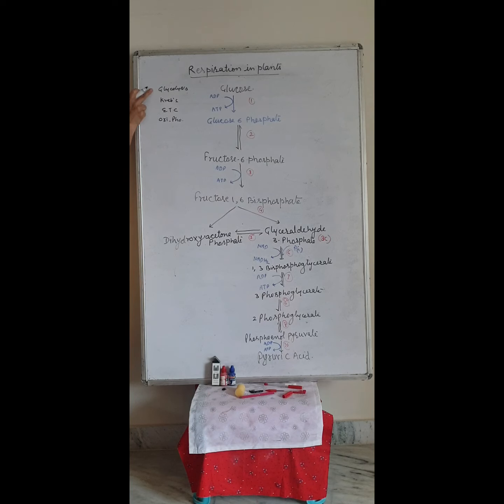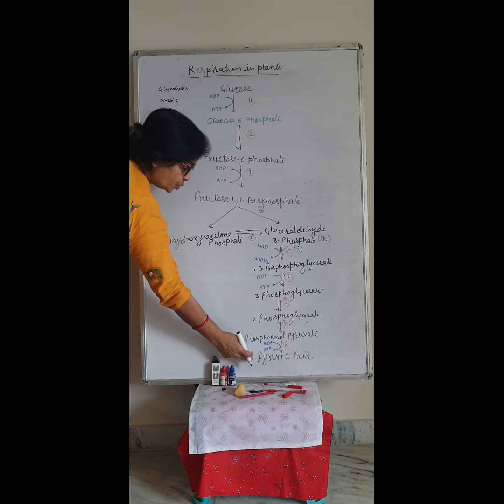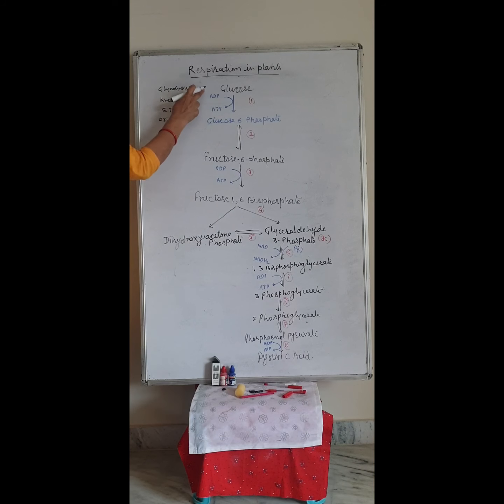As we discussed yesterday, glycolysis is the process in which glucose breaks down into two pyruvic acid. One glucose molecule gives rise to two molecules of pyruvic acid. Pyruvic acid we are writing as PA. It means the glucose is 6 carbon and the pyruvic acid is a 3 carbon compound. That's why two molecules are formed.